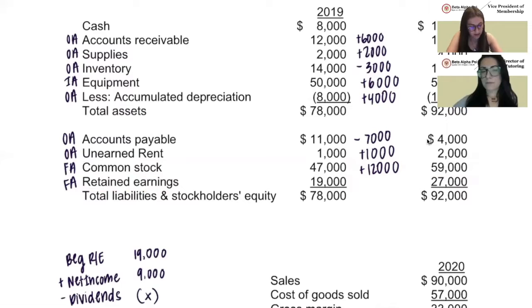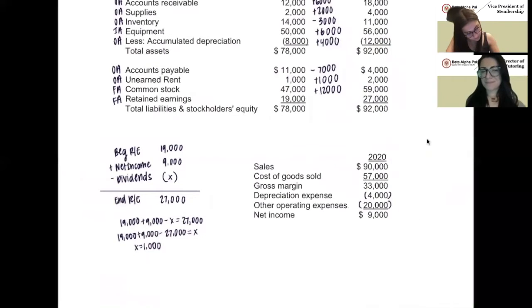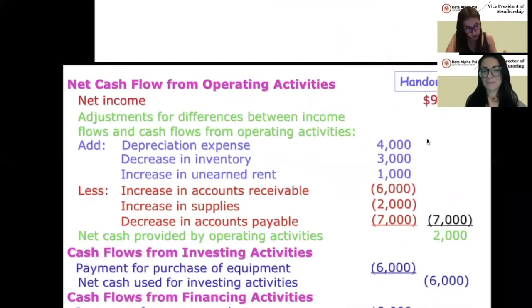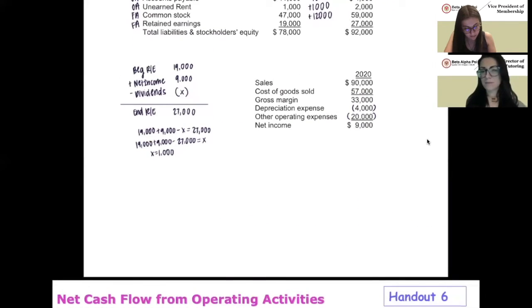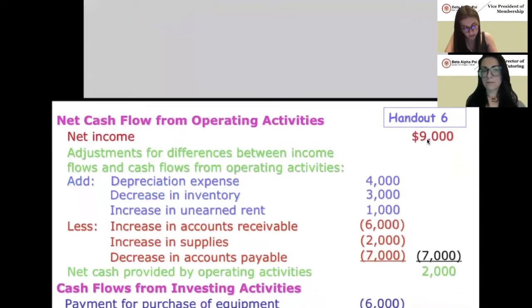So let's take all of these and put them into our statement of cash flows. First we're going to start with our operating activities. The first number we need is our net income, which they give us here. Our net income is $9,000. So that's the amount that we're going to start with.